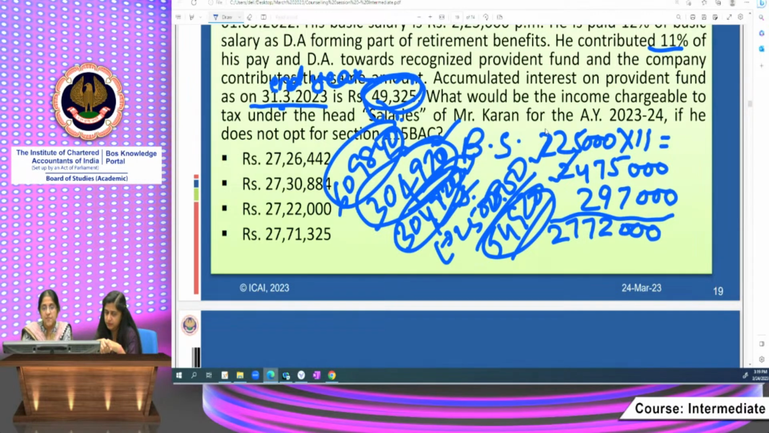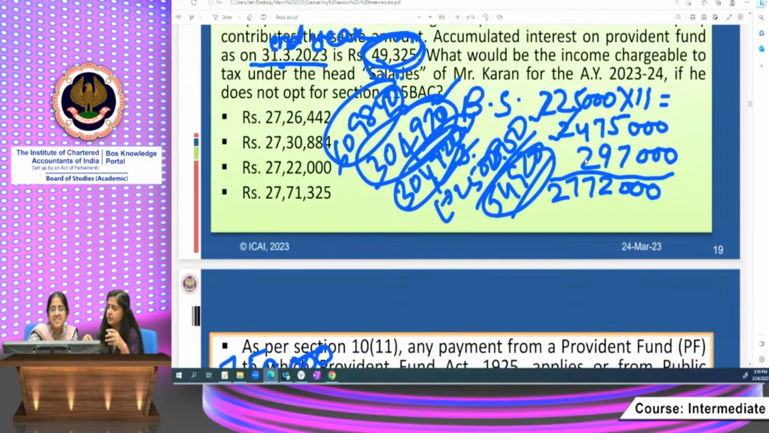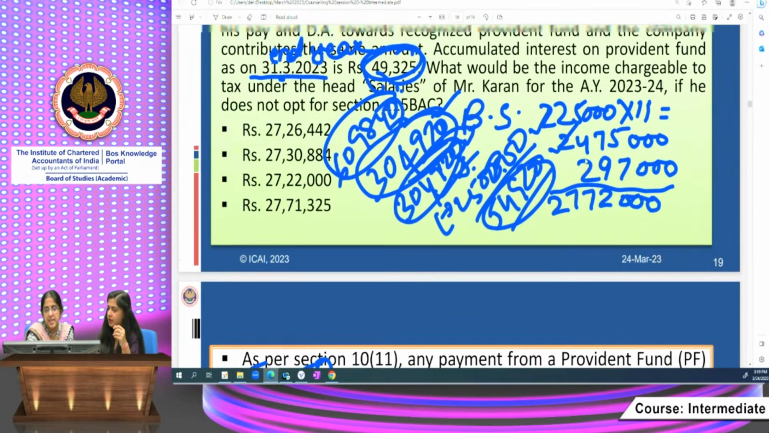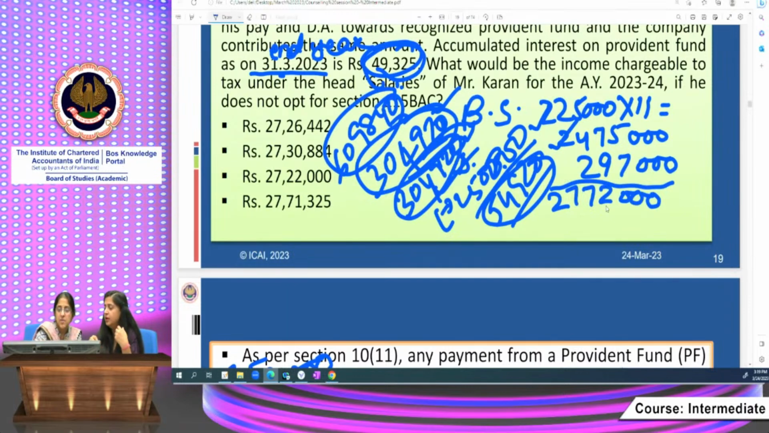So it is 54,920 divided by 609,840 into 49,325, which is the interest. So you get 44. Let me rub it now for the time being. But anyway, we need these figures. Okay, it is coming to 4442, sorry. So that interest of 4442 is taxable in the hands of the employee. So there is no other income.